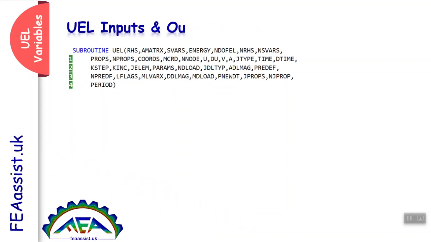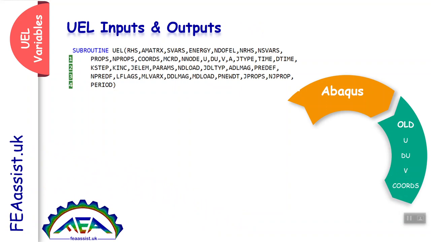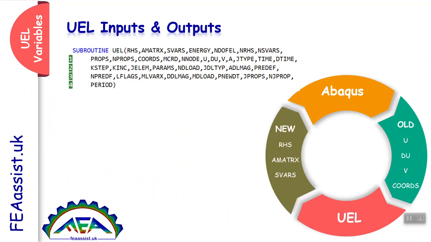UEL variables. UEL has some variables. Some of them are inputs. We need to get those inputs, process them, and export them as outputs to Abaqus. In other words, Abaqus computes some variables, which are the displacement of the points, the derivative of displacement of the points, the velocity of the points, coordinates and position of the points, and these variables. We need to get these variables and define interpolation matrix, interpolation function, and the element's force matrix, variables, and return these new variables back to Abaqus.